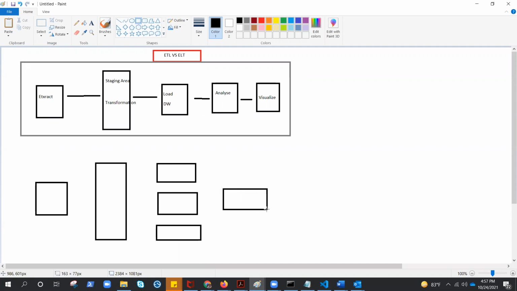And then once it is done, transformation's done, then the reporting or BI or the visualization for the business people. Okay, so let me write this down just to understand.